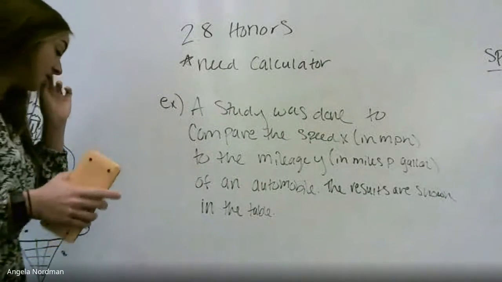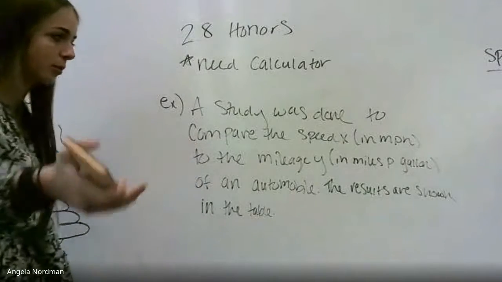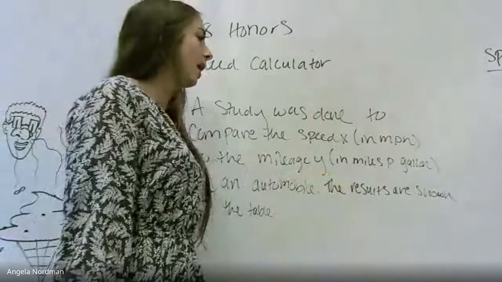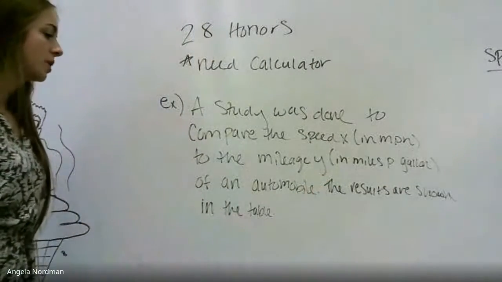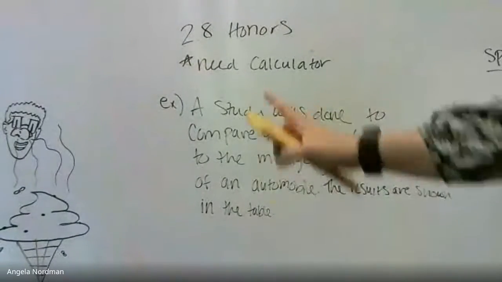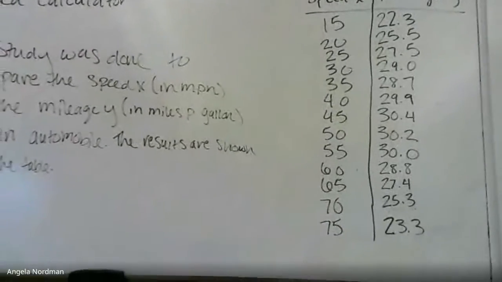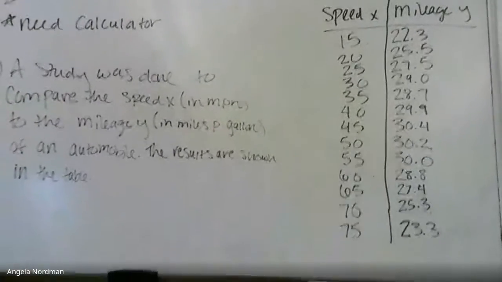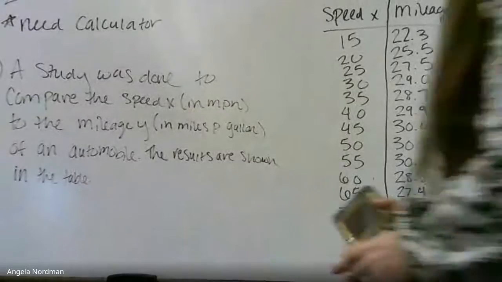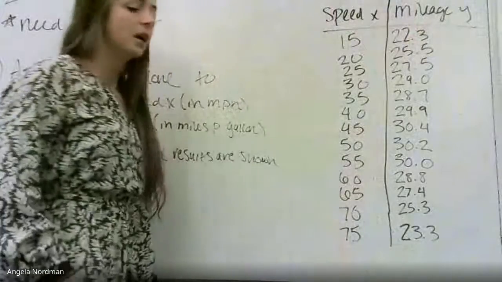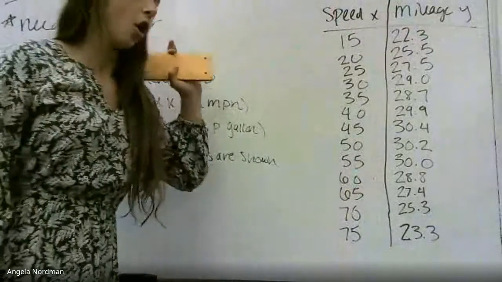A study was done to compare the speed x, representing the variable x in miles per hour, to the mileage, representing the variable y in miles per gallon, of an automobile. The results are shown in the table. Let me slide you over to the table. Sorry about my drawing, some kid did that. This is basically an XY table of speed to mileage comparison.